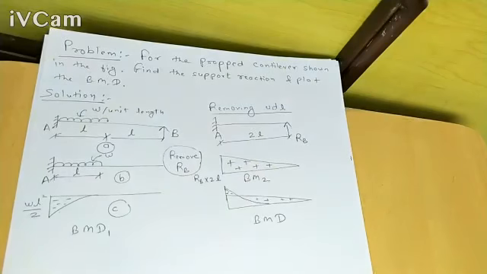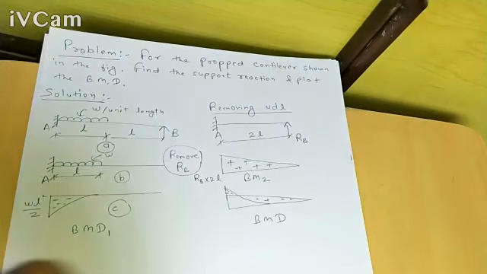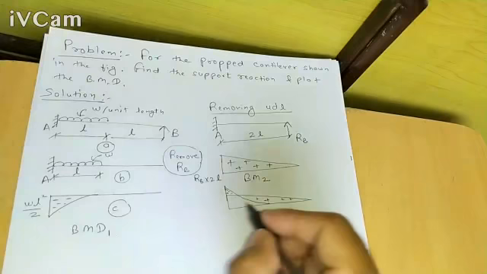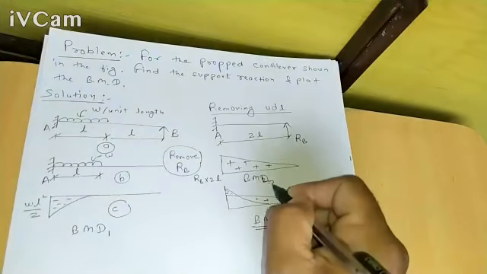Just overlap this one, you need to overlap it. Negative part is there, so the negative part you need to go on the upper side, and this is the positive part.